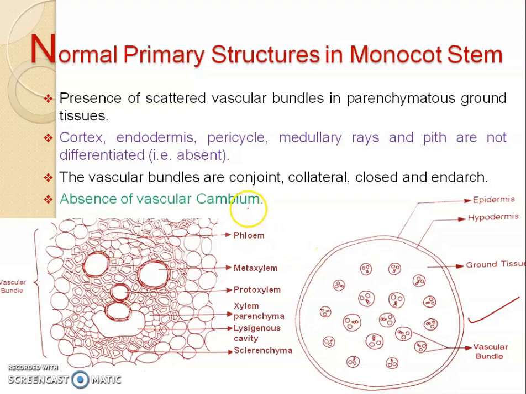And the vascular bundles are conjoint, collateral, closed, and endarch. This means absence of a vascular cambium. This is the portion of a vascular bundle of a monocot stem. In this case, between the metaxylem and phloem, vascular cambium is totally absent.